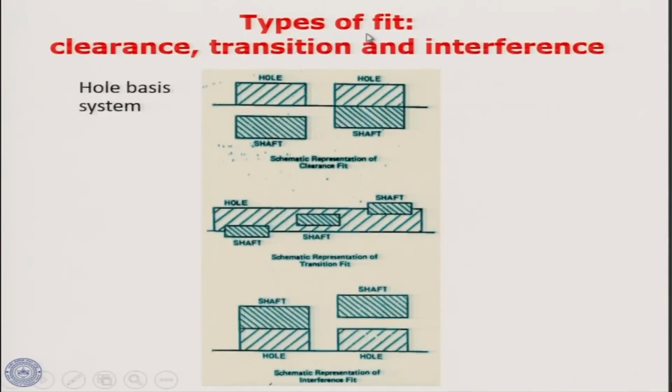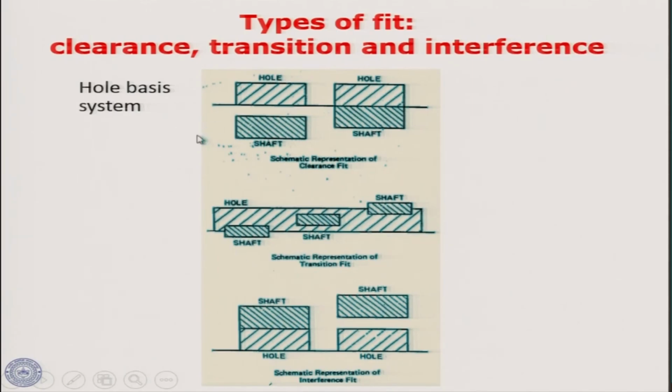Types of fit is given here. This is the hole based system, and the hole is constant, and then the shaft is changing. The shaft diameter is changing. So, depending on that, we have the clearance fit or the transition fit or the interference fit. Now, of course, the clearance fit is when we have clearance between them, that means the hole and shaft are relatively loose. And in the schematic representation of the transition fit, in between the very tight and the loose, we will have the transition fit.